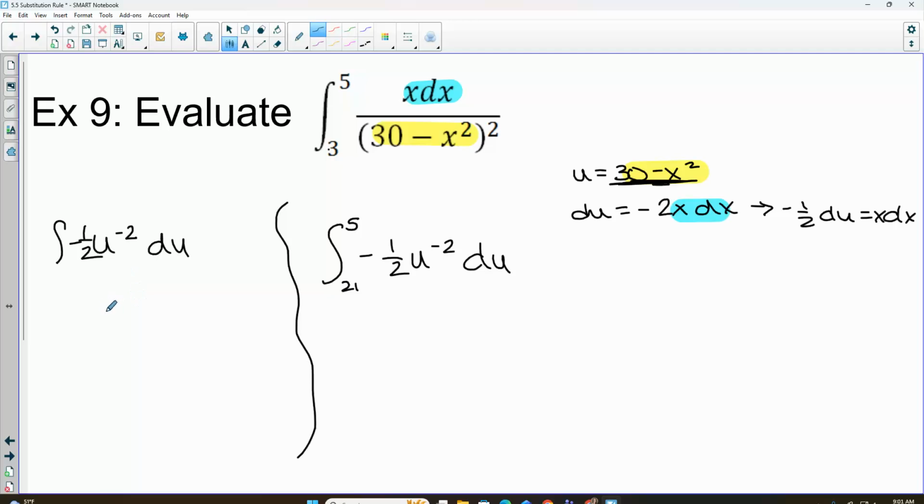Okay, we do our antiderivative. So add 1 to the power. So I need a negative 1 in front, so that would be a 1/2. We don't really have to worry about the plus c, though, because we are going to plug in numbers.